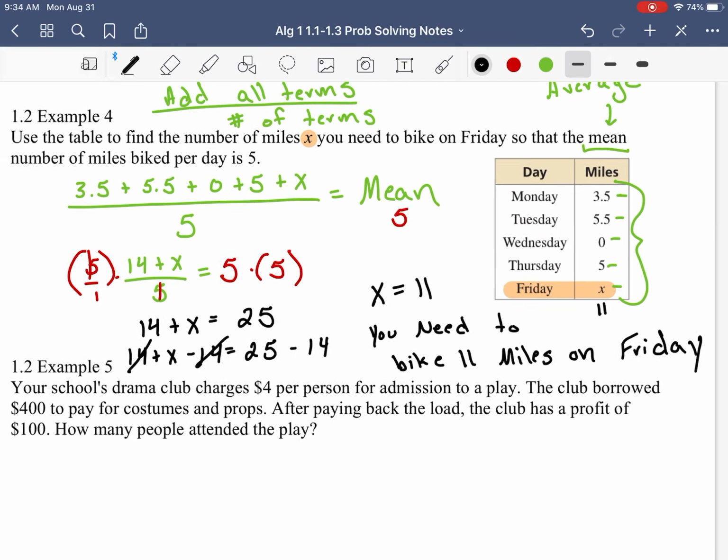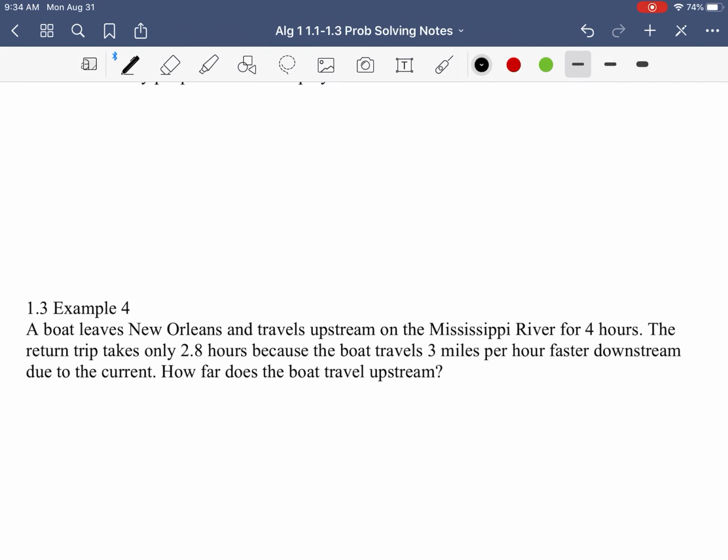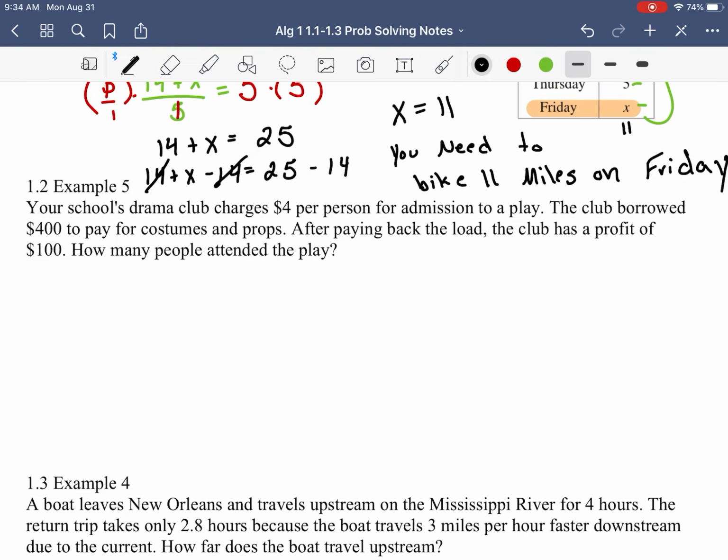Okay. All right, last one. Oh no, never mind, I got 2 more. Okay. So your school's drama club charges $4 per person for admission to a play. The club borrowed $400 to pay for costumes and props. After paying back the, typo, that should be loan, the club has a profit of $100. How many people attended the play?